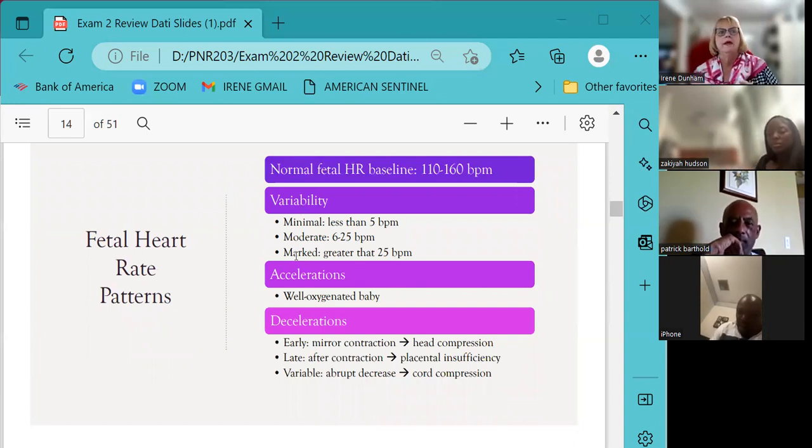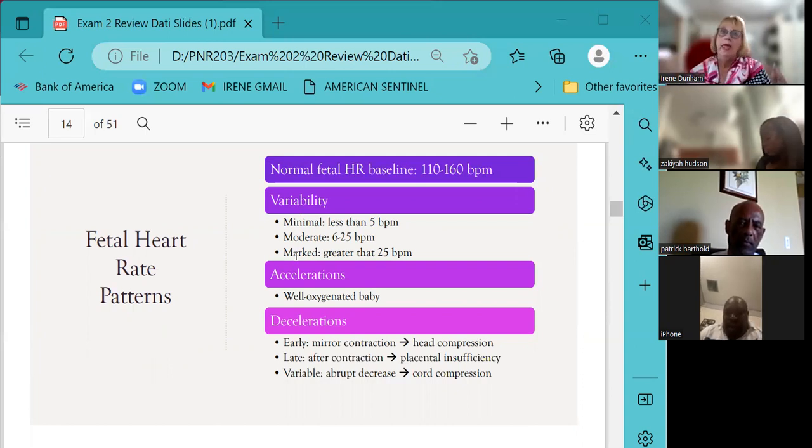Fetal heart rate patterns. Know the norm. The normal fetal heart rate is from 110 to 160. Anything below 110 would be considered bradycardia, fetal bradycardia. Anything greater than 160 is called fetal tachycardia. So I want that fetal heart rate to be in that range.